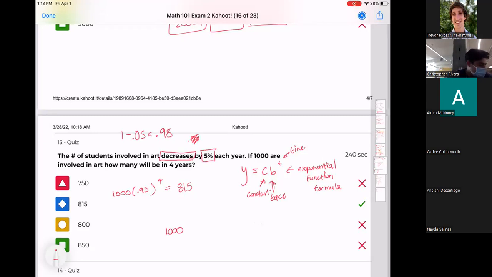So this is going to be our B. Now that I figured out that the B is 0.95, I'm going to plug that in as our base for the equation. And the exponent is the time that passes, which is 4 years. So that's how I know to make it to the power of 4. Once you create this equation, you can solve it in your calculator or by hand, because I know for the test you have to do it by hand, and you will get 815.